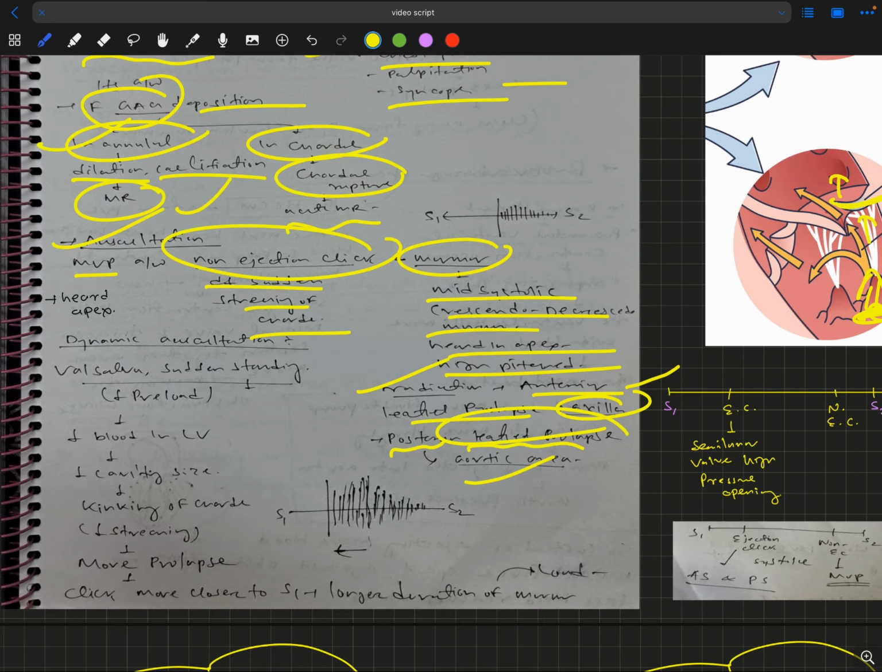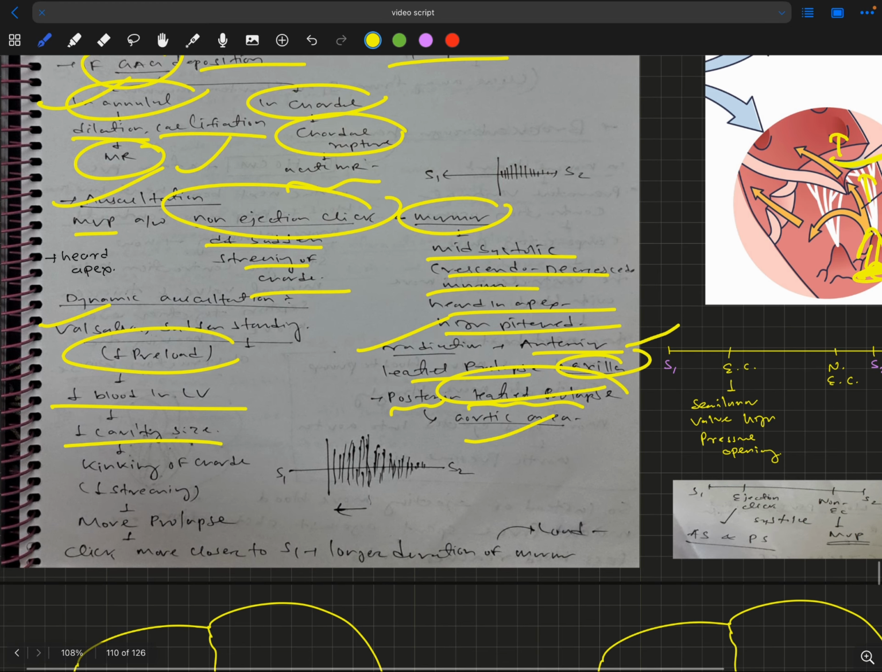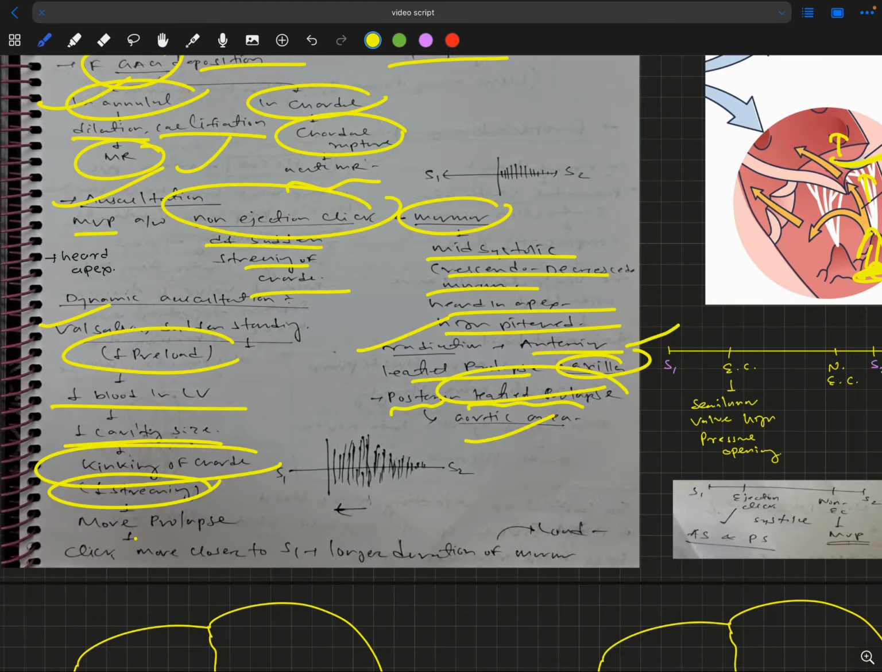On dynamic auscultation, with Valsalva or sudden standing, there will be a decrease in preload, decreased blood in the left ventricle, and decreased cavity size. There will be kinking of the chorda tendineae, so less stretching. Then when the ventricle contracts during systole, there will be more prolapse. So the click comes closer to S1, with a longer duration of the murmur and a louder murmur. We will discuss that.